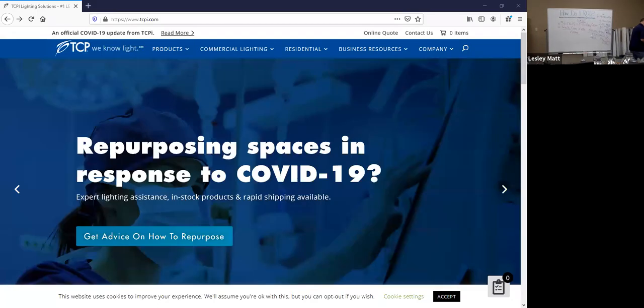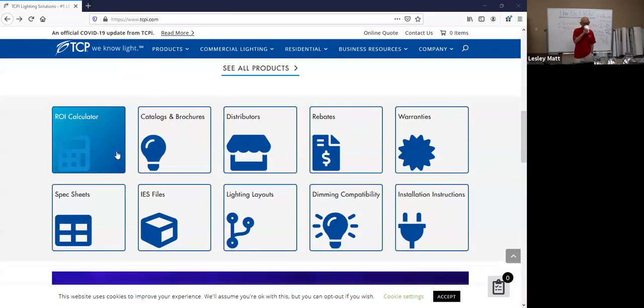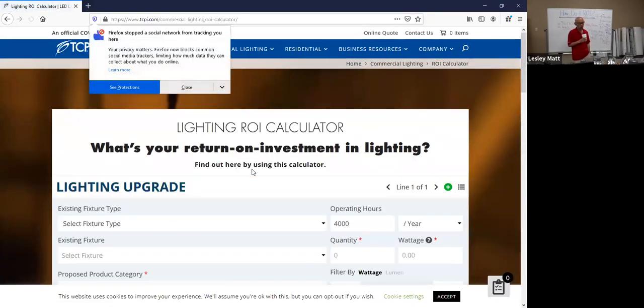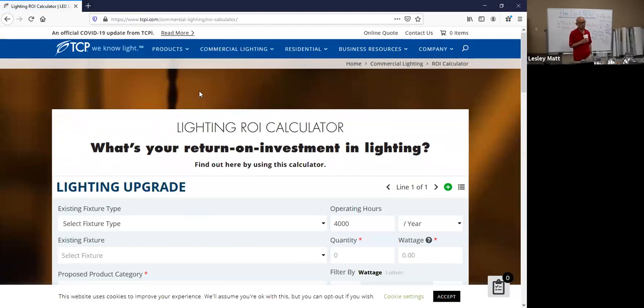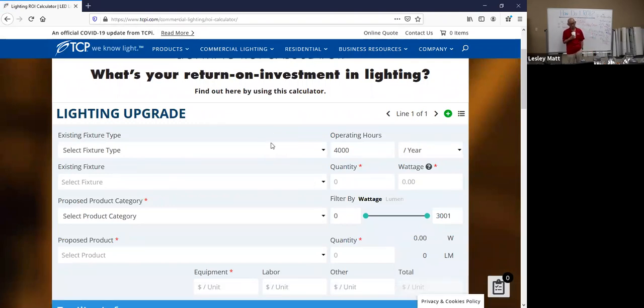So here you see that I've logged on to tcpi.com. I'm just going to do a quick little scroll down on the page, and then you'll see the first thing that we have highlighted, because I feel it's that important, is our ROI calculator. I'm going to go ahead and click on that. It pulls up this really neat ROI calculator, which takes all the guesswork and all the math out. You don't need to order yourself a giant calculator to take advantage of this. You just head over to tcpi.com.